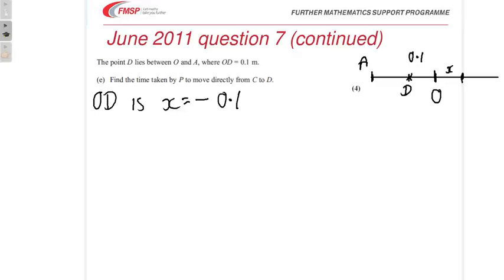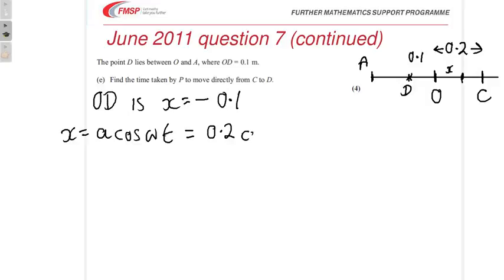Because remember, it starts off at C here, at the amplitude, which is 0.2 away from the center. Okay, so OD is where X equals minus 0.1, and the equation is X equals A cos omega t, because we're starting from the amplitude, and we can put a bit more information into that. It's X equals 0.2 cos root 80/7 t.